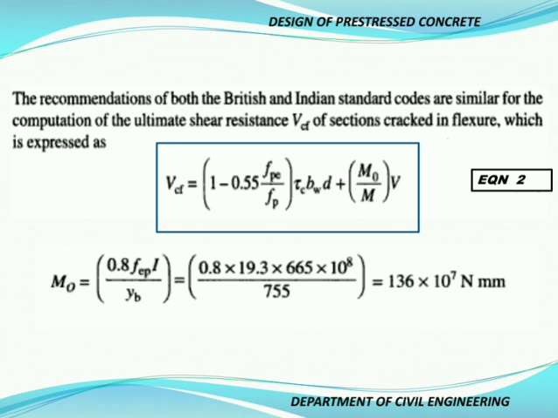The previous videos: first was that of the formulas, second was that of the example with web shear. Now this is the third one where I am analyzing flexural shear. Substituting, we have got the value of M naught as 136 into 10 raised to 7 Newton mm. Now the only thing which we have to find out is tau C, that is the shear capacity of concrete.